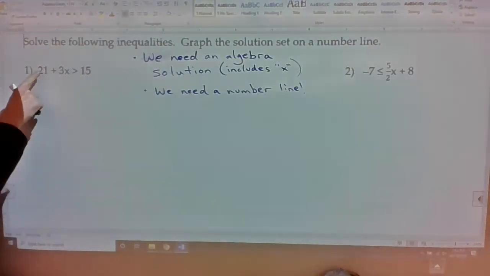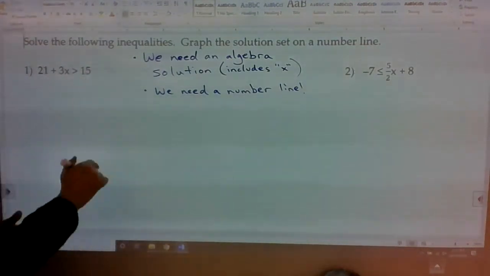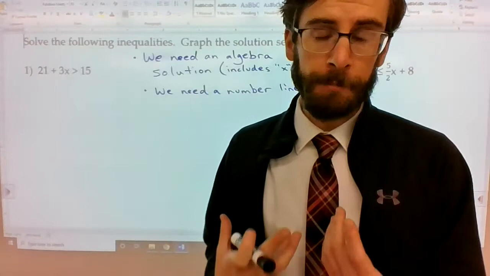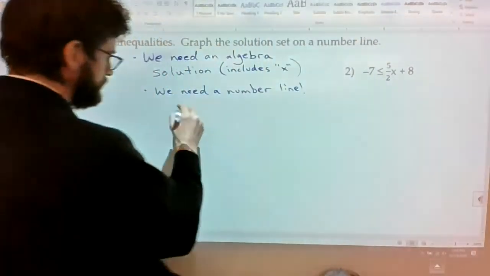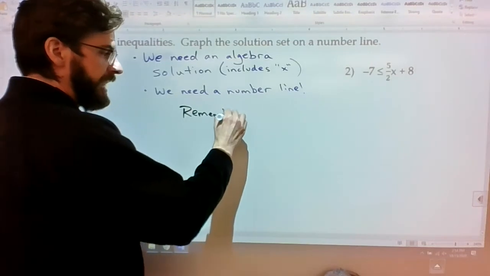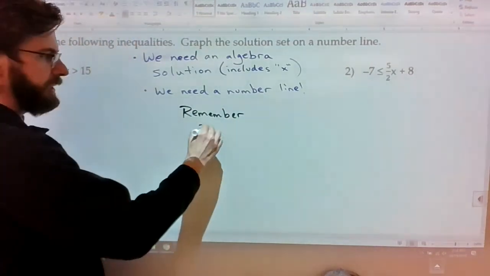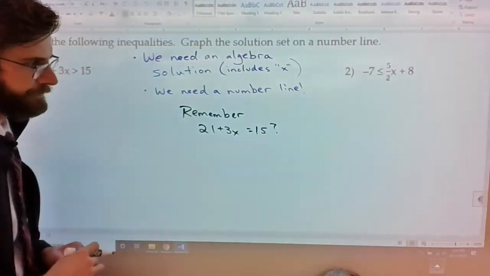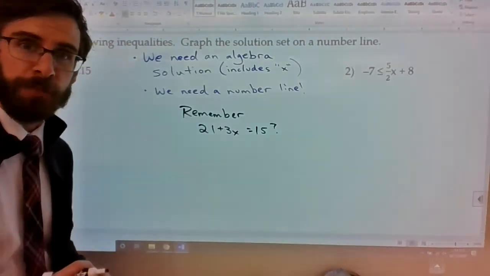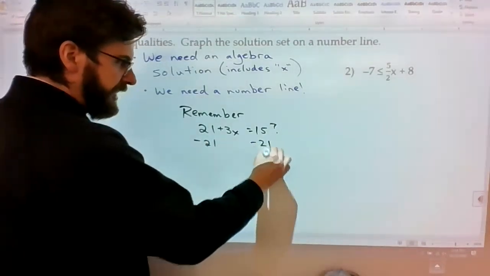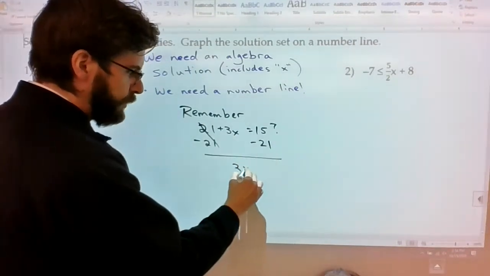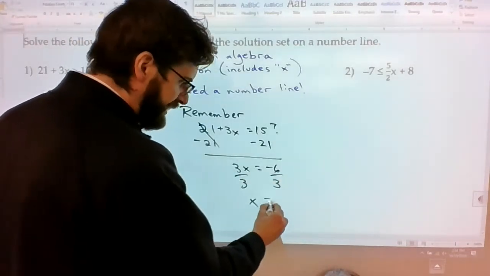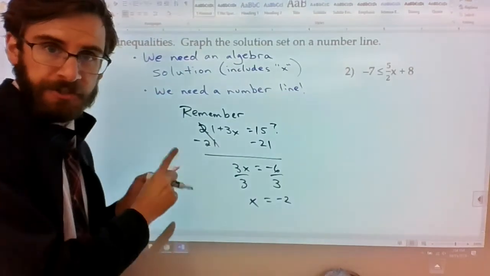Number 1. When you see 21 plus 3x is greater than 15, you should be reminded of those problems that we had in the last chapter. Remember when we had 21 plus 3x equals 15? A trip down memory lane. Those were the days. That was all the way back in 2.1. You'd subtract the 21 from both sides. You got 3x is equal to negative 6. And then you divide both sides by 3. X ended up equaling negative 2 in that particular scenario.